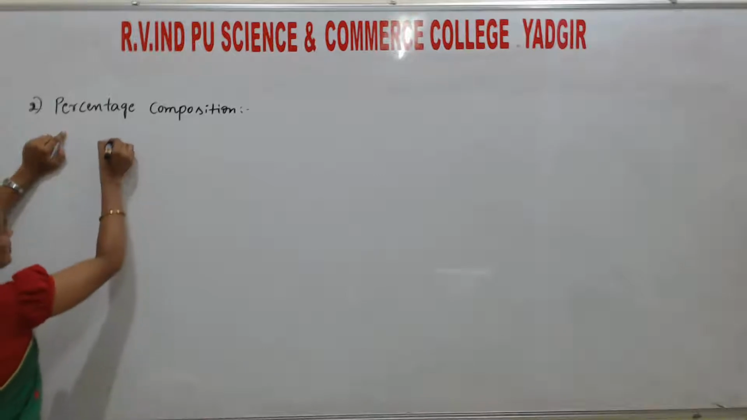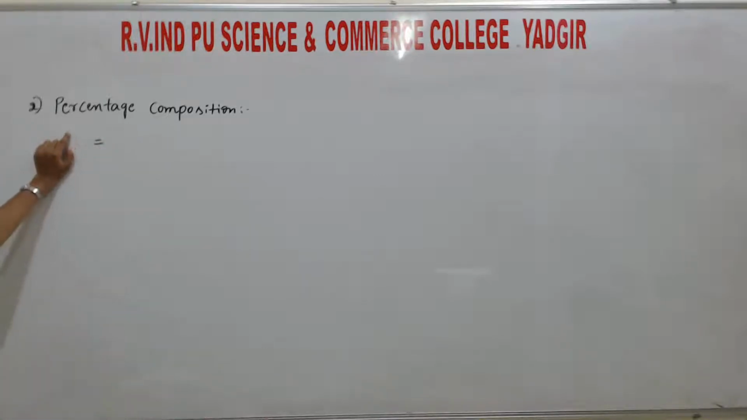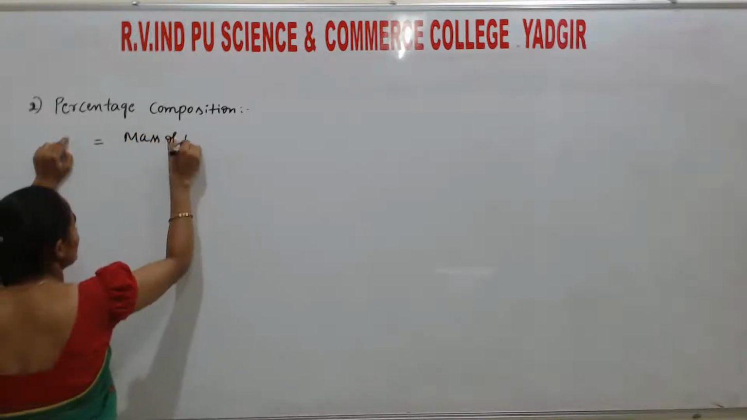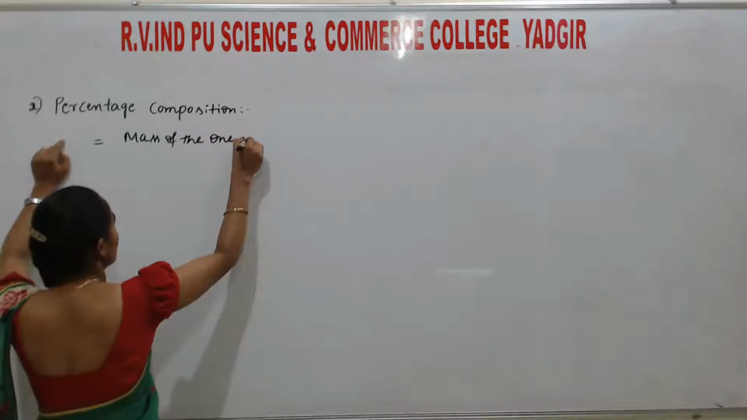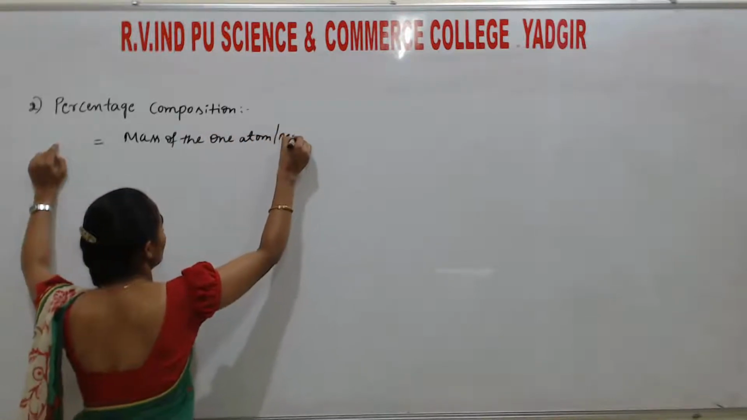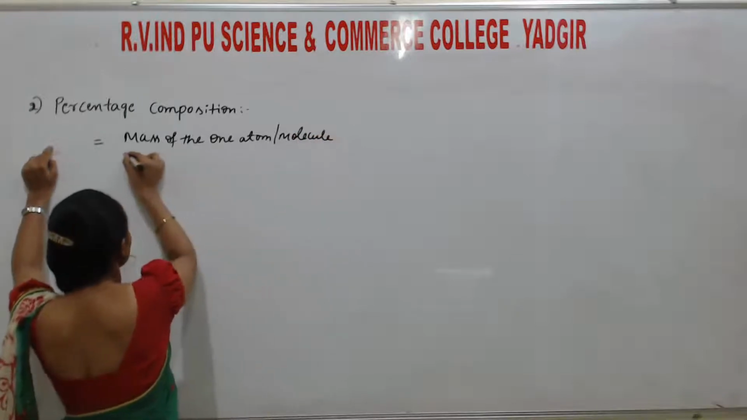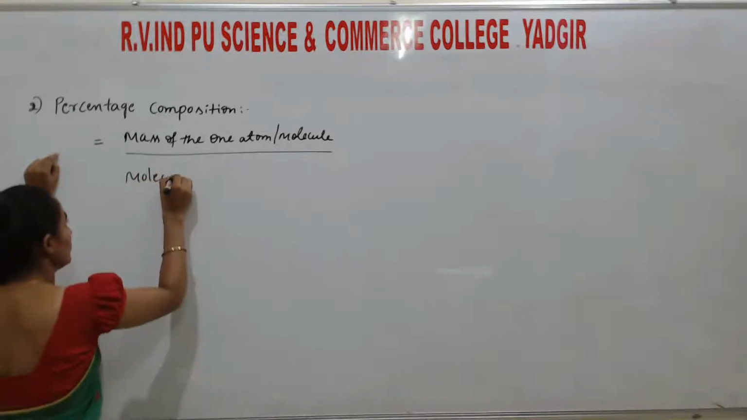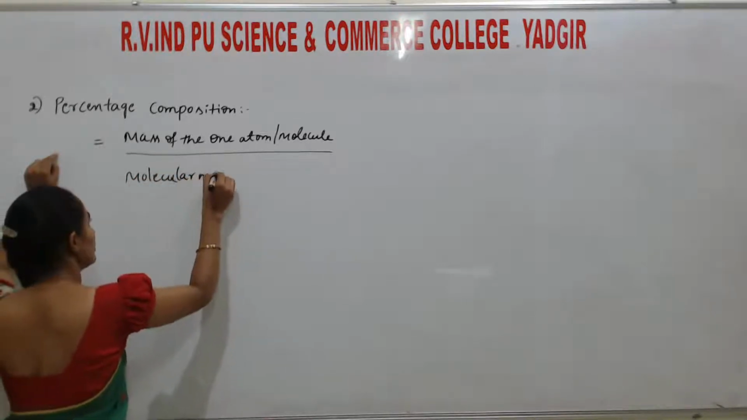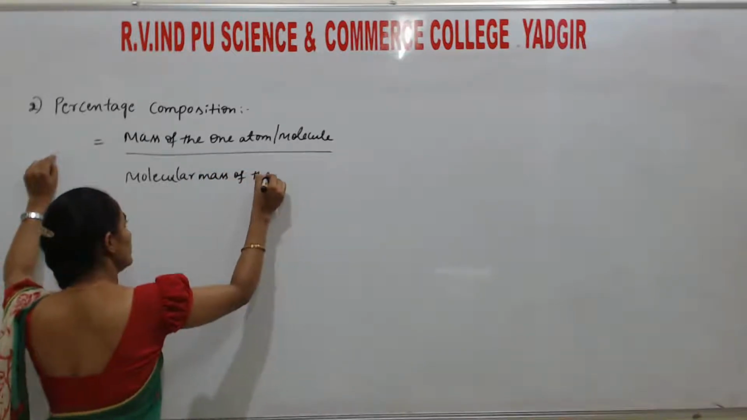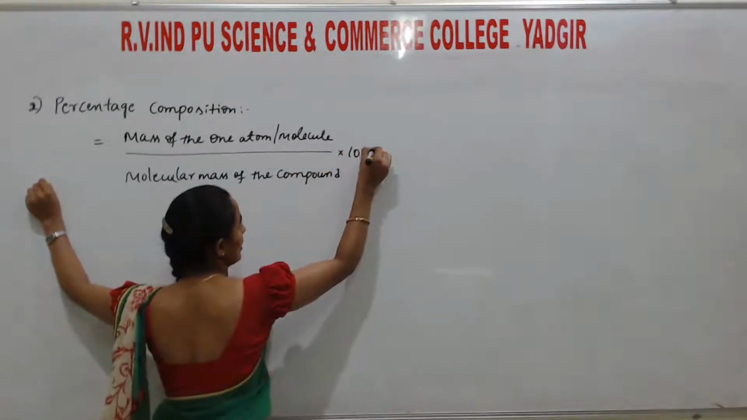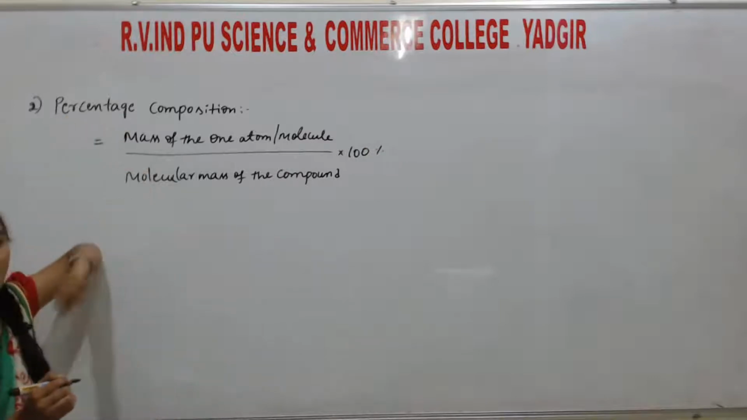Percentage composition is equal to the mass of one atom or one molecule to the molecular mass of the compound, into 100%. This is called percentage composition.